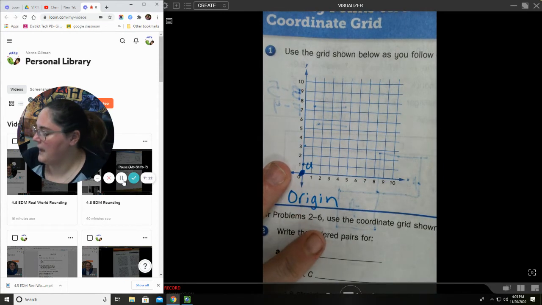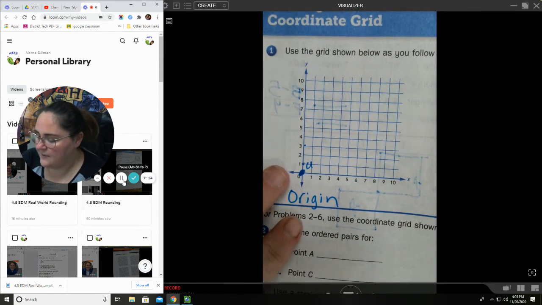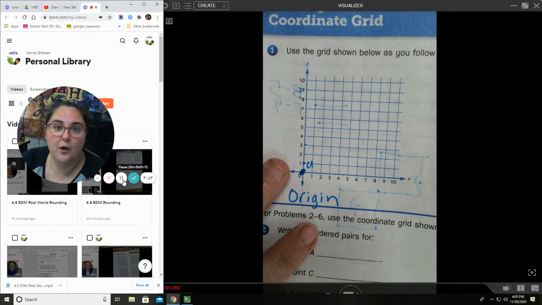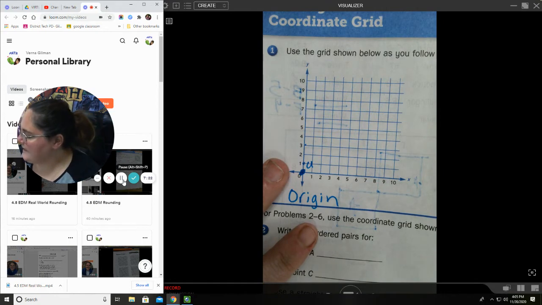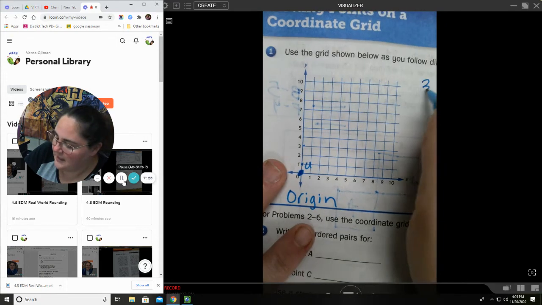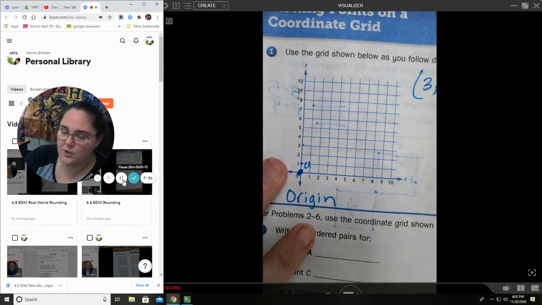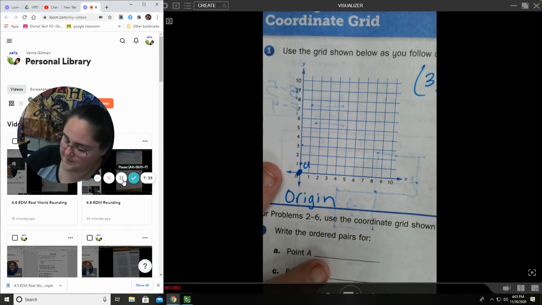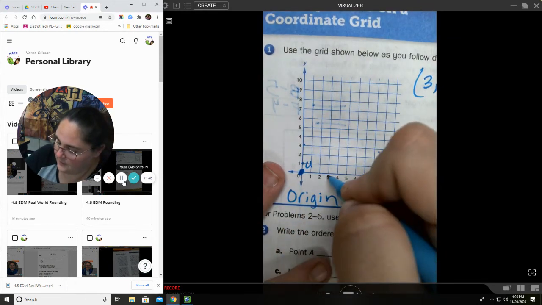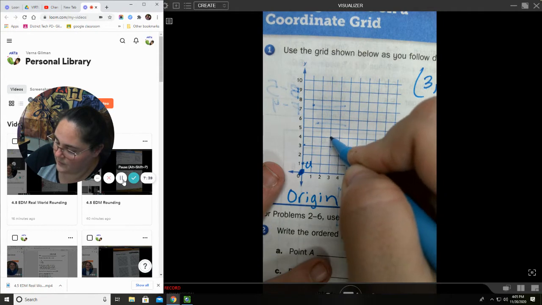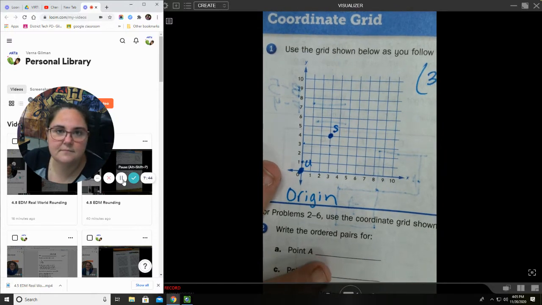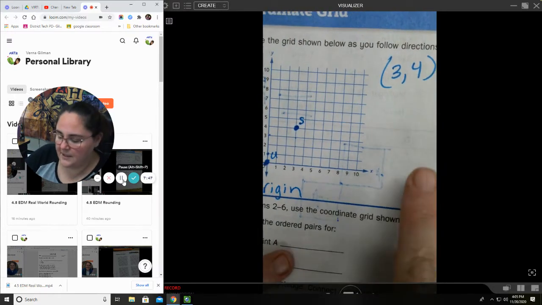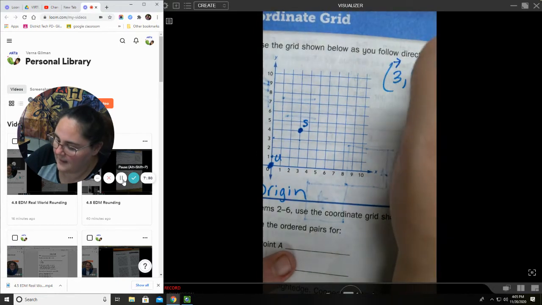Now we're going to graph a few other coordinates, and I want you to see if you can figure out where they go. Okay, so we're going to start by labeling letter S. You're going to find S, and you're going to go to 3, 4. So over 3, up 4. 1, 2, 3. 1, 2, 3, 4. Right here. I want you to label that S. Notice that my coordinate 3, 4, I go over and then I went up.